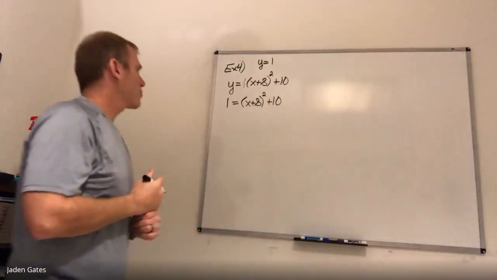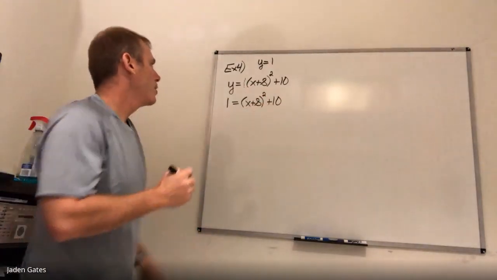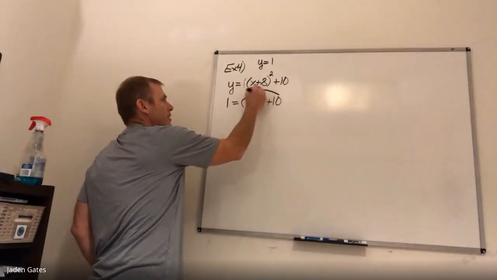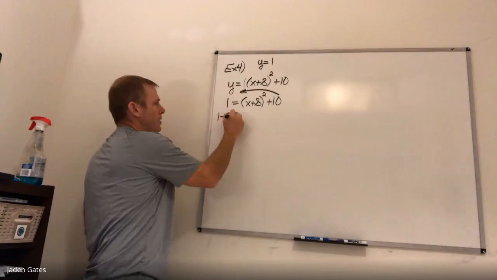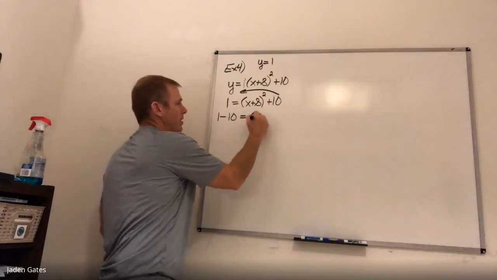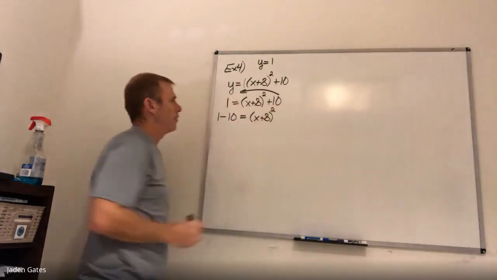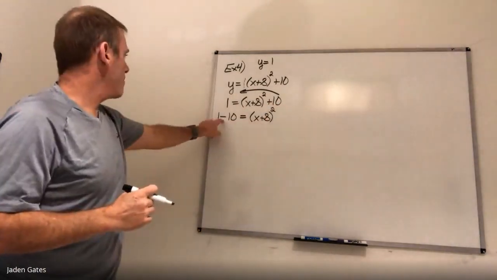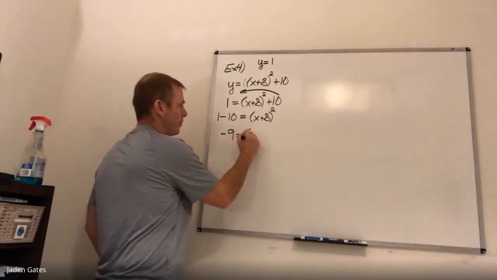All right, so I'm trying to get x by itself, so I've got to get rid of the 8, the little 2, and the 10. Well, again, the 10 is the easiest thing to do, which is to move it over. And so I have 1 minus 10 is equal to my (x plus 8) squared. All right, 1 minus 10 is a negative 9. Just simplifying things here.